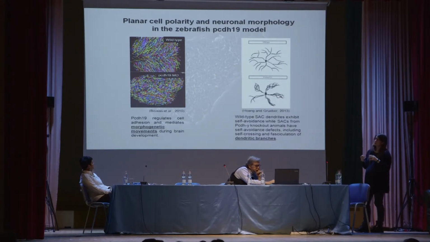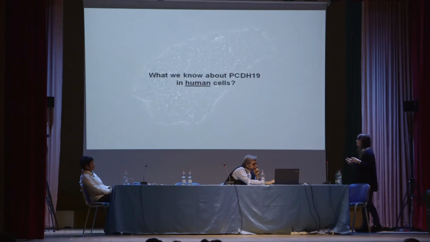And the cells here also have a morphological alteration which prevents self-avoidance, which means that the dendrites will not overlap. And this is avoiding the redundancy of synaptic connections. So PCDH19 is playing an important role in the morphogenetic movements of cells and in the morphological organization of the neuron itself.